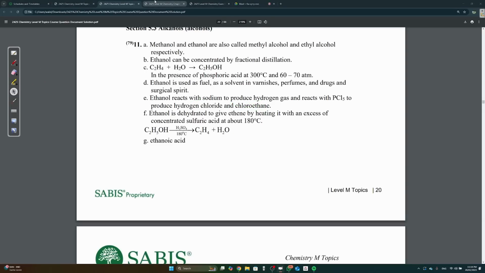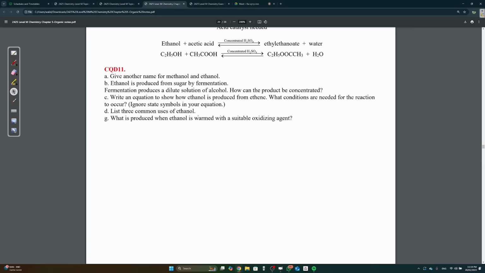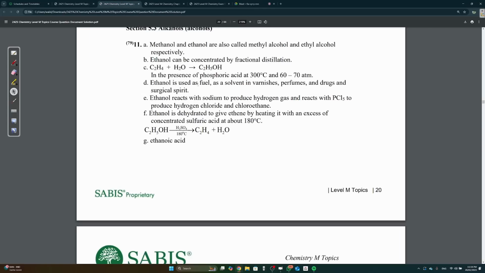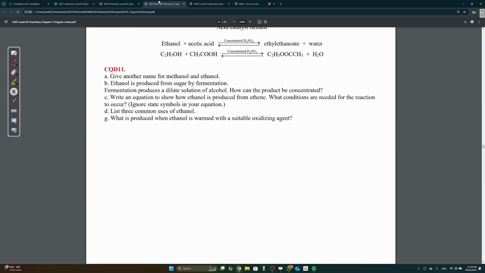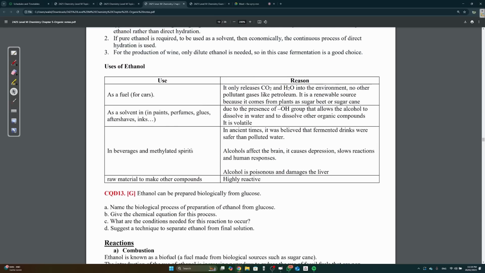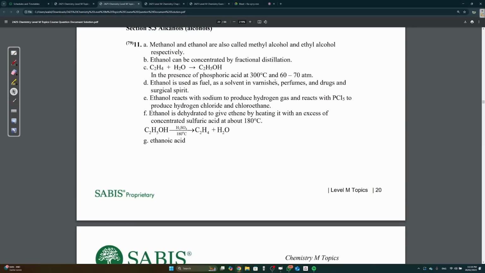Part D. List three common uses of ethanol. We said in beverages, as well as fuels and energy sources. And one last one, perfumes, drugs, and surgical spirit. These are correct, as well as the ones up here. If it came written: beverages and spirits, solvent, and fuel.